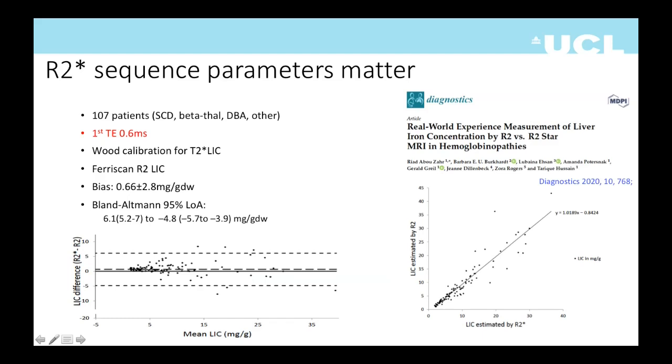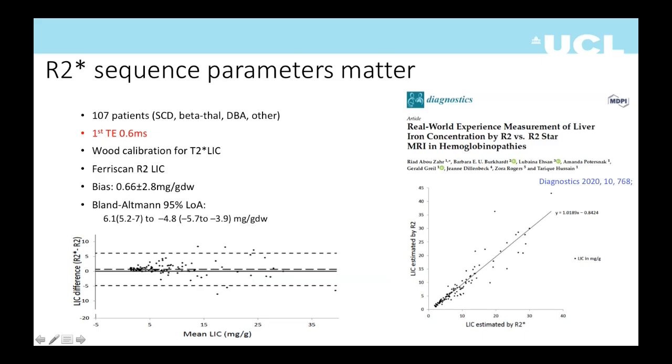So even though you make sure that the parameters are stringently adhered to and they are lower than 1 millisecond, the point is that both methods don't have a perfect agreement, so you cannot use them interchangeably.